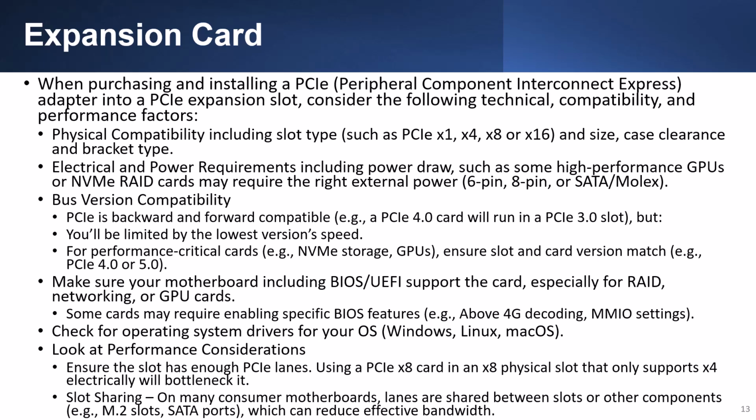When purchasing and installing a PCI Express adapter into a PCI Express expansion slot, consider the following technical, compatibility, and performance factors. Physical compatibility includes slot type such as PCI Express x1, x4, x8, or x16 in size, case clearance, and bracket type. Electrical and power requirements include power draw, such as some high-performance GPUs or non-volatile memory express RAID cards may require the right external power, such as a 6-pin, 8-pin, or SATA Molex power connector.